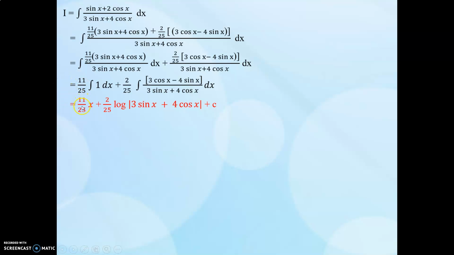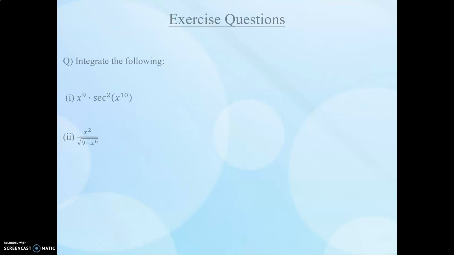So here 11 upon 25 into the integral of 1 dx is x, plus 2 upon 25 into the integral of f dash x upon f of x dx, which is log|f of x| plus c. The corollary is there, we are applying that. That is the answer for this question.